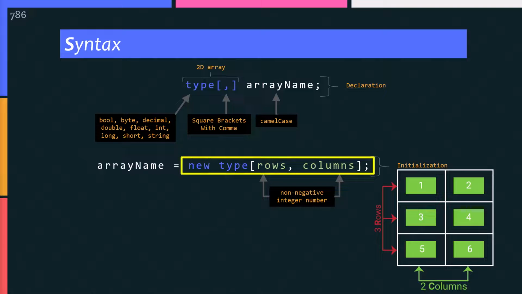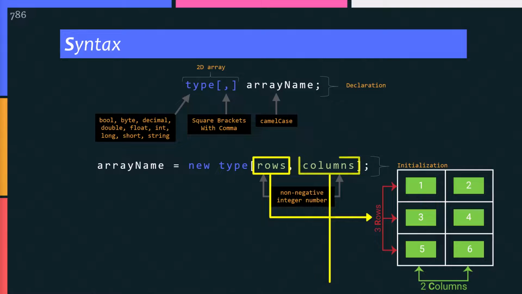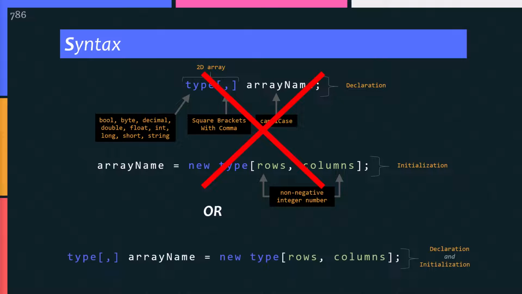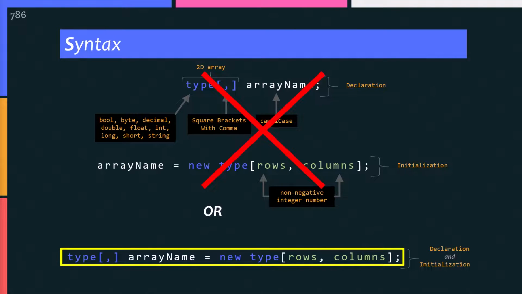This whole part will set the size of each dimension in the array, because these rows and columns are actually array dimensions. You can combine both these statements together, declaration and initialization at the same time on a single line. The syntax works like this.